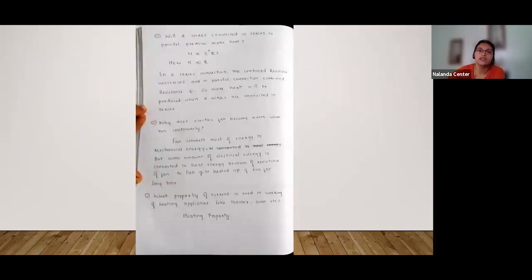Okay, now what is going to happen? Will two wires connected in series or parallel produce more heat? See, obviously in series, what is going to happen? Effective resistance is going to go up. See, heat is directly proportional to resistance. So in series, resistance is going to go up. So obviously, the heat is going to be more. As far as parallel is concerned, the effective resistance is going to come down. So the heat produced will be comparatively less.